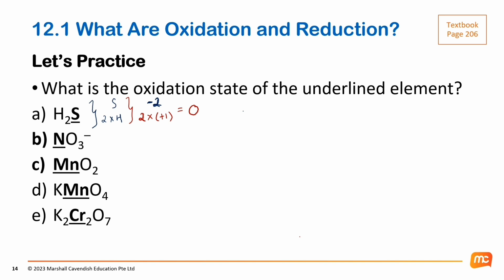So let's try out another one. NO3-. Same thing inside here. You realize that there's 1 of the N, there's 3 of the O. Okay, so if you recall what I said just now, in a compound, each of the O is usually a -2. So there's 3 of them. And together, when you add them up, it must be equal to the charge, because over here there's a charge now, which in this case is a -1.